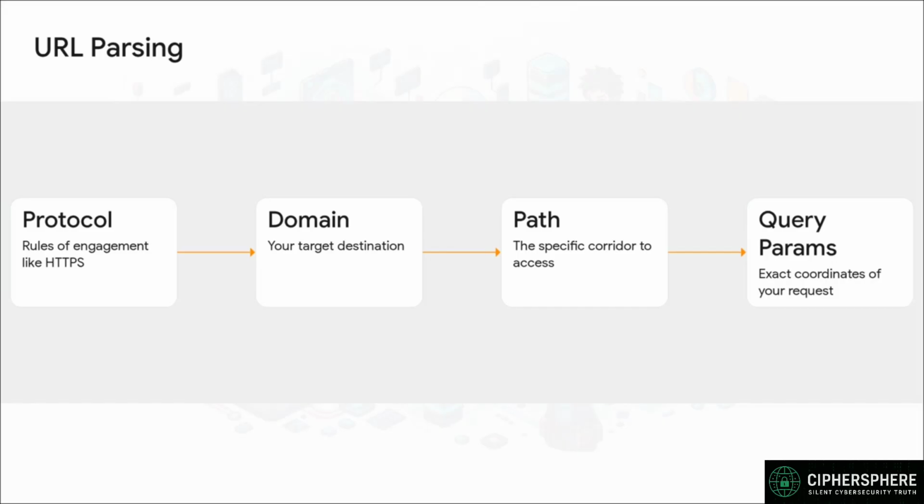The journey actually begins before your command even leaves your computer. Your browser first has to parse the URL. It's taking your human command and breaking it down into actionable machine logic. It literally slices the address into precise components. First up, the protocol, like HTTPS, which dictates the rules of engagement. Then the domain, your target destination. After that is the path, basically the specific corridor you want to walk down. And finally, the query parameters, the exact coordinates of your request. Click, click, click, every piece locks perfectly into place.